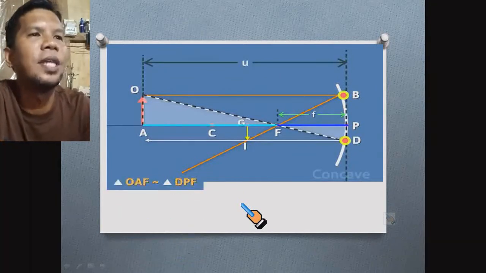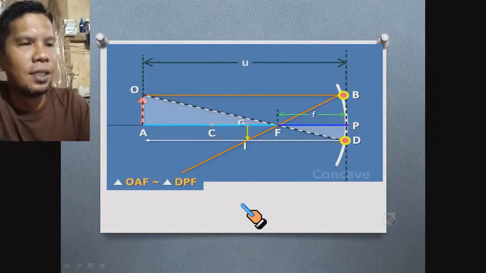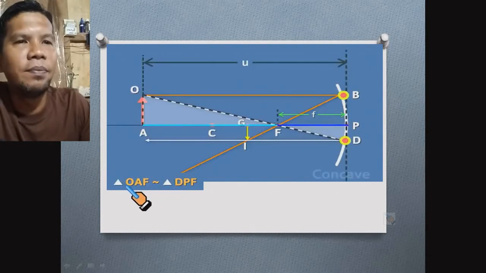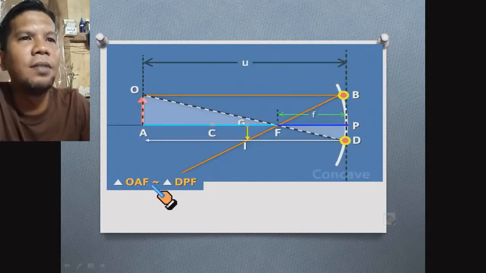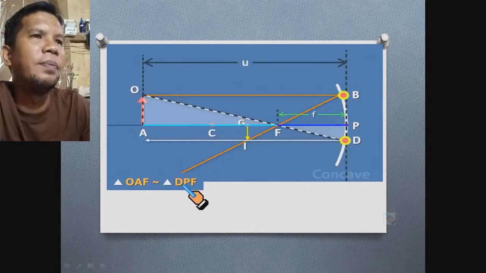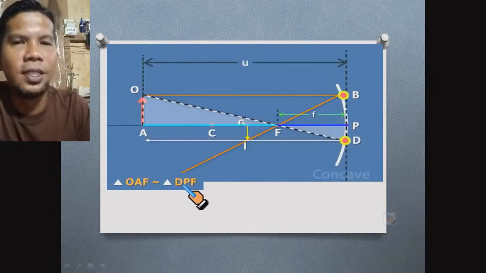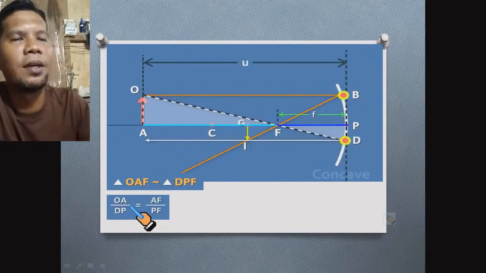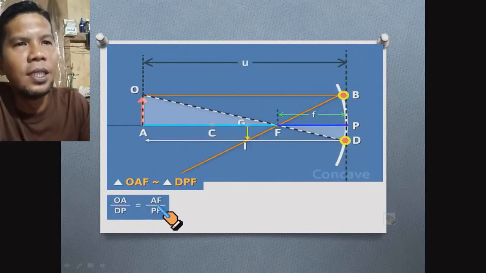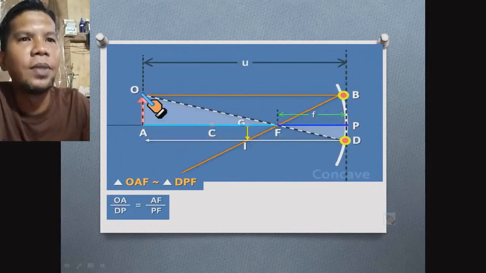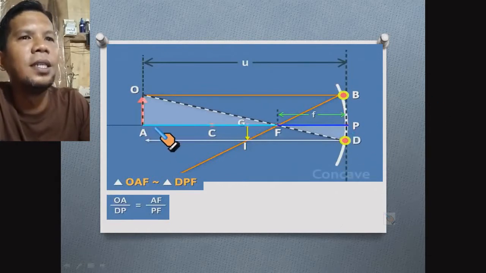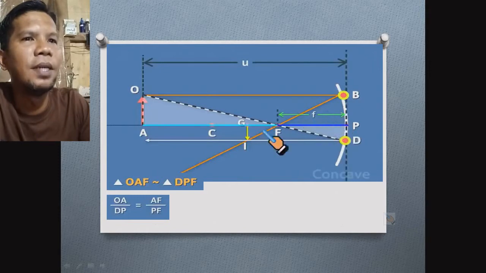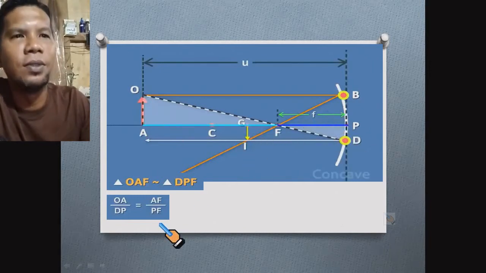Now, how are we going to use that? So, we have OAF. We have proven the triangle OAF is similar to triangle DPF. Now, we are going to use the ratios of the sides. Okay, we are going to use this one. Kukunin natin yung isa doon kanina. So, OA divided by DP is equal to AF divided by PF. Now, the third side, hindi natin kukunin.